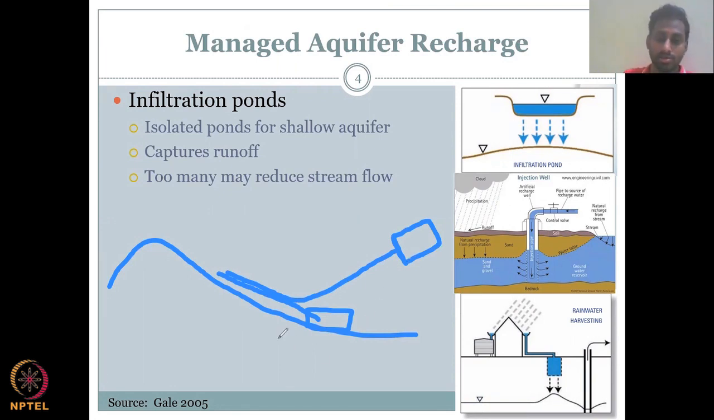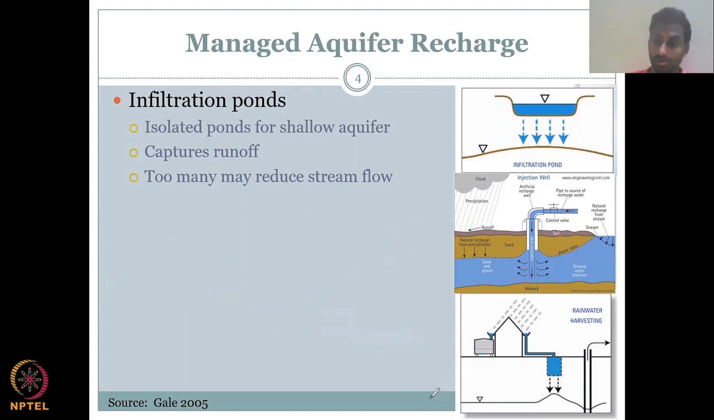And the third is, as usual, you have a river flowing, and along the river you can put a pond and the water can be shuttled into the pond. So there are many, many ways you could bring the water into the pond. What happens in the pond is that it captures the water and slowly the water goes down as groundwater recharge. There's also water loss as evaporation on the top.